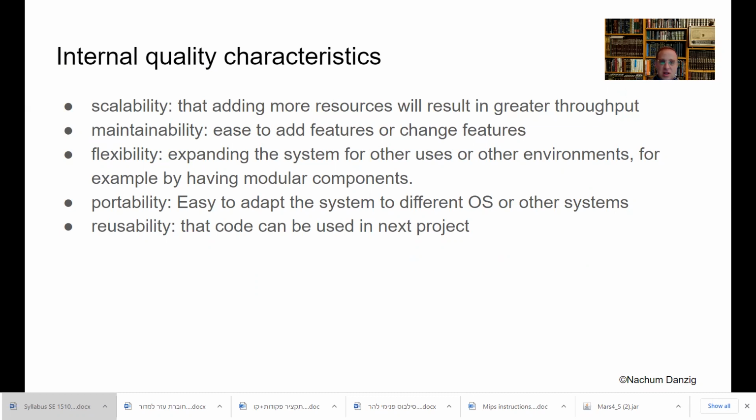Scalability. Scalability is an important concept to know in general. It means that when I add more resources, I get better results. Sometimes you have a system, you increase the memory by twice, and it still runs about the same speed. It hardly gets any better because it wasn't able to utilize that new memory properly. So scalability means that as I add more resources, it gets faster.